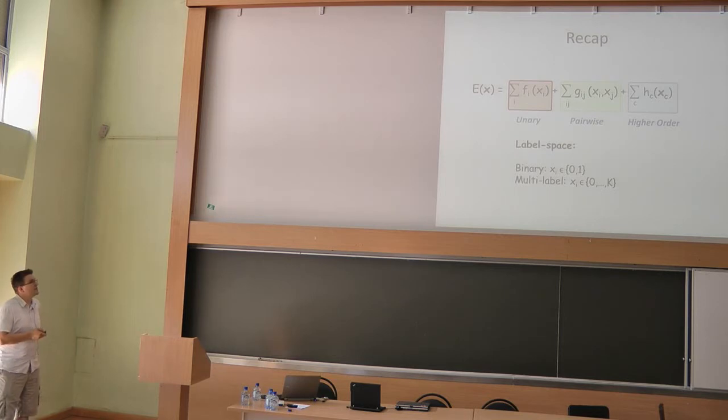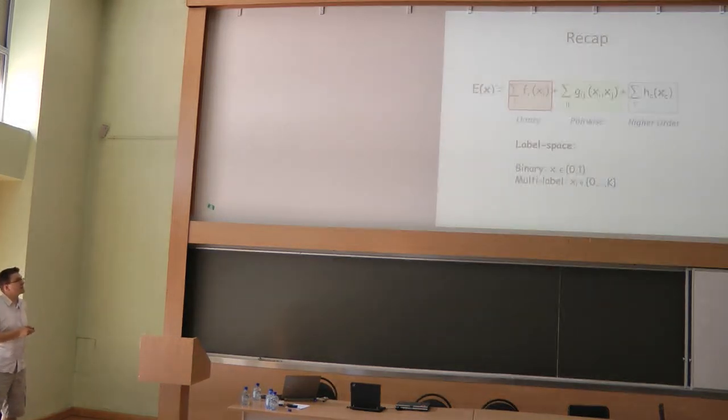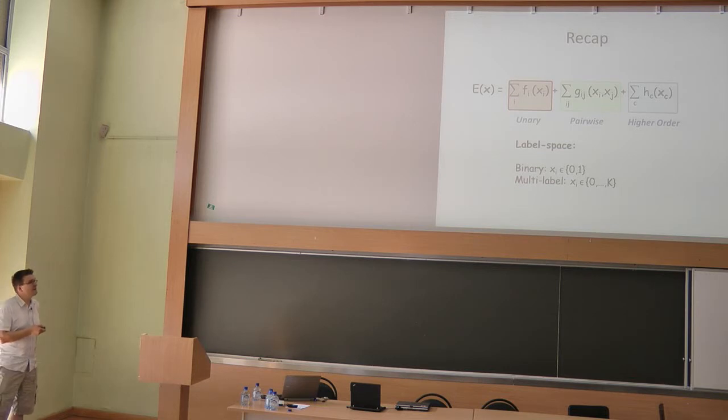Okay, so recap. This is how we write our energy for the optimization part. There are some unary terms and some pairwise terms, a sum over the pixels xi. These are the pairwise terms, and there might be some high order terms here, which depend on multiple variables. The label space can be either a binary label space 0, 1 or multi-label 0 to k.